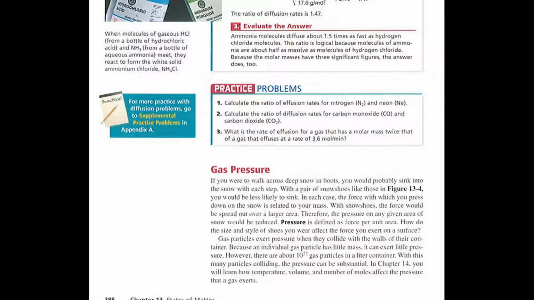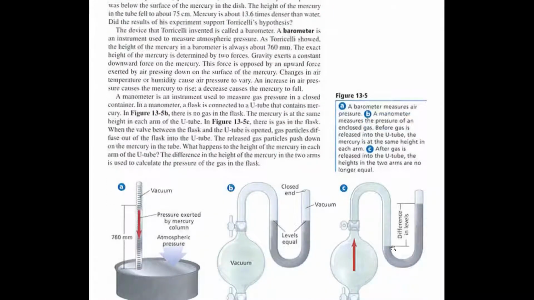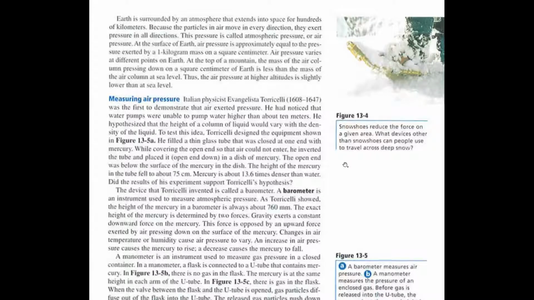Okay? So gas particles exert pressure when they collide with the walls of their container. Since each individual gas particle has very little mass, it can exert very little pressure. However, there are a lot of gas particles in a container. We see here there's 10 to the 22nd gas particles in a liter of gas. So one of them isn't really doing much, but the fact that we have this many particles, each contributing a very small amount, means that the pressure is actually measurable.